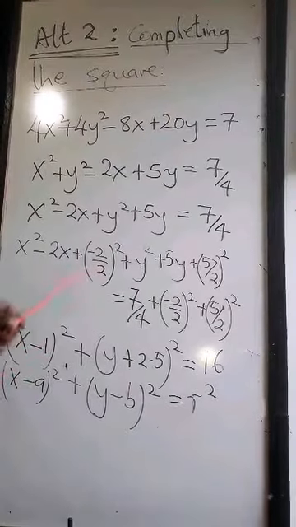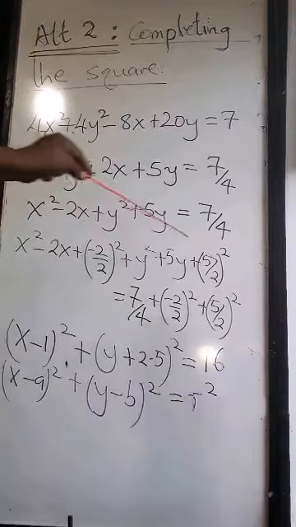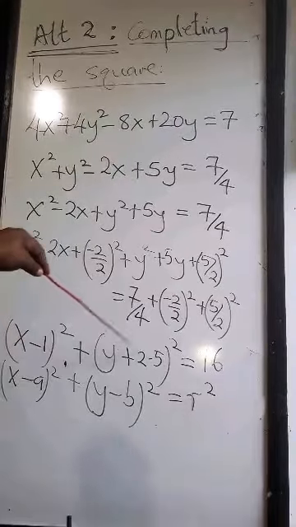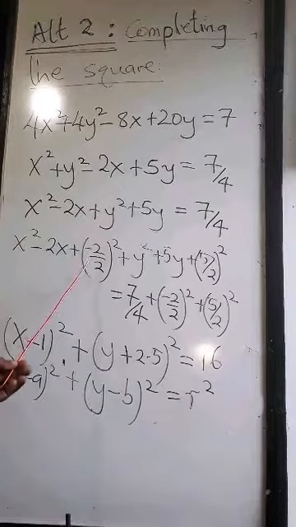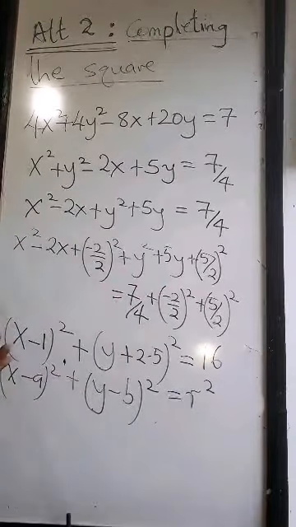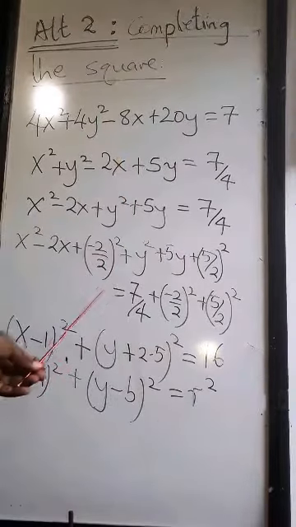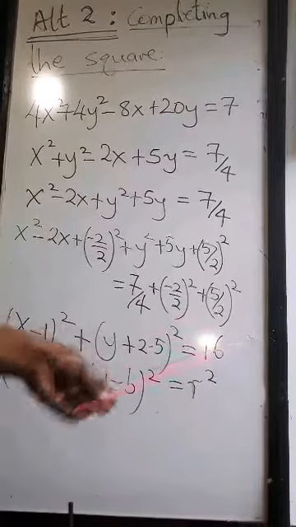If you open this, you will get this. The same case, we will take y and 5 over 2, which is 2.5. So you get y and 2.5 and then square. Then remember we have introduced this and this on the left-hand side, so you introduce it on the right-hand side. So 7 over 4 plus what we have introduced plus what we have introduced, you get 16.